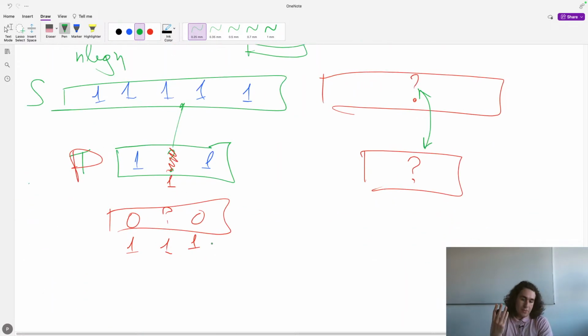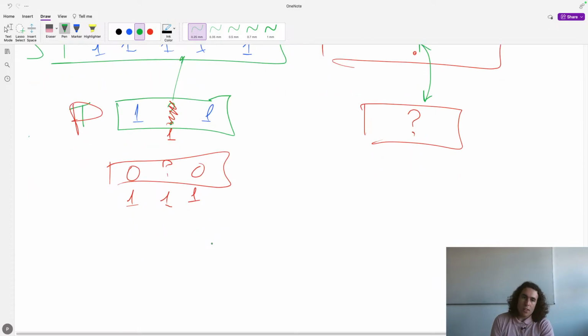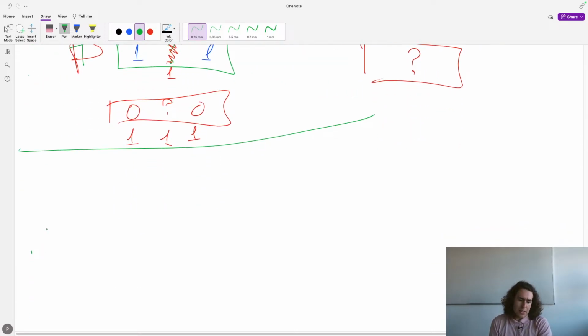But here we need 3 FFTs, right? If you have a larger alphabet, you need to do this thing for every single character. So this is going to work in time sigma times n log n, where sigma is the size of the alphabet. But actually you can do better.